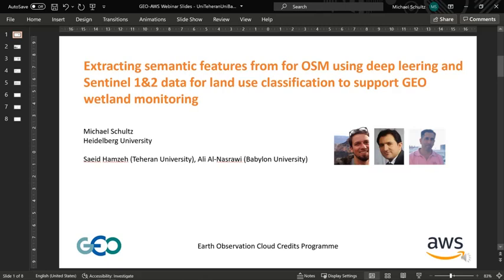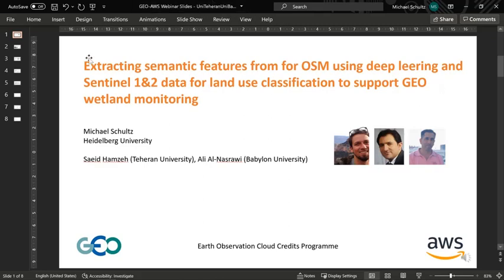Hello everyone. My name is Michael Schulz and I'm presenting our work for the GEO-AWS work on behalf of Said Hamzeh and Ali Nazravi of Babylon University. Our topic is the extraction of semantic features from OpenStreetMap using deep learning and Sentinel-1 and 2 data, or Copernicus data, for land use classification to support geo-wetland monitoring.